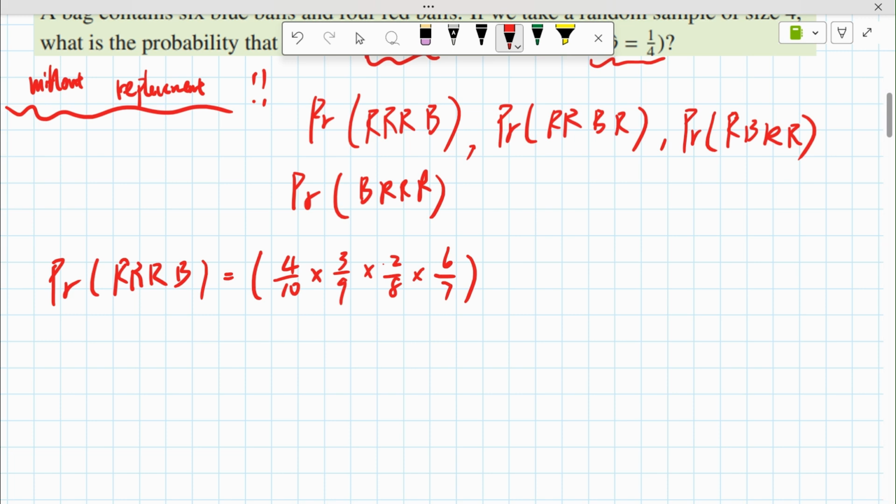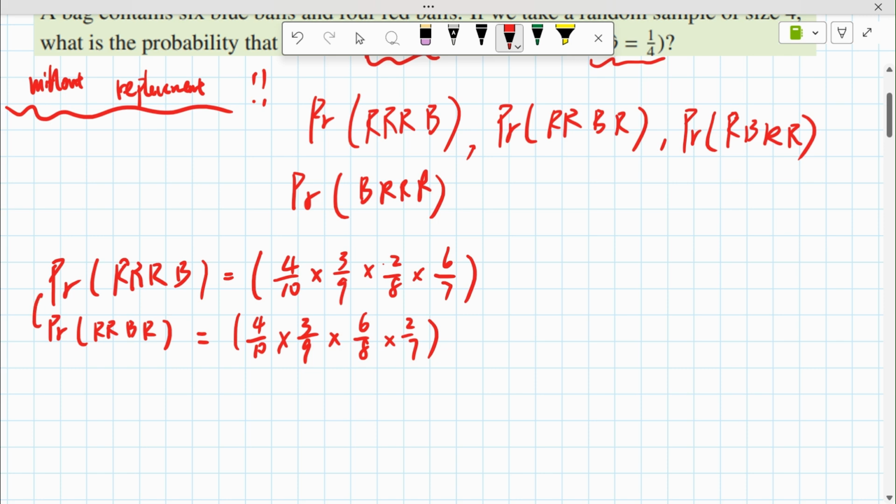And then you add them all together. The next one will be the probability of red, red, blue, red. So that equals 4/10 multiplied by 6/9. Sorry, not 3/9, multiplied by 6/8, and multiplied by 2/7. So plus, and then you add again.